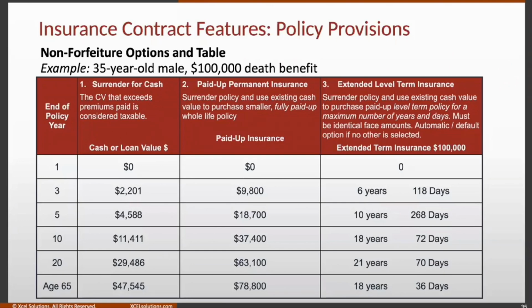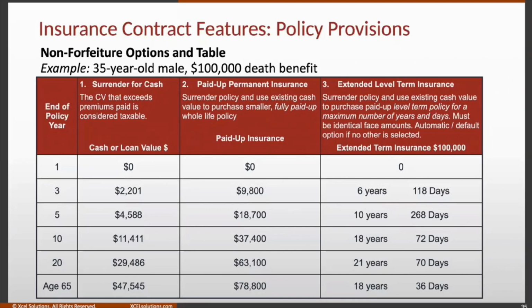And if he chose that option, now his death benefit, if he dies, would be reduced down to a lesser amount. In this example, the actuary calculates out that they could reduce it down from $100,000 down to $78,800. So if he chooses this option, the actuary in home office will reduce down the face amount of his policy from $100,000 down to $78,800.